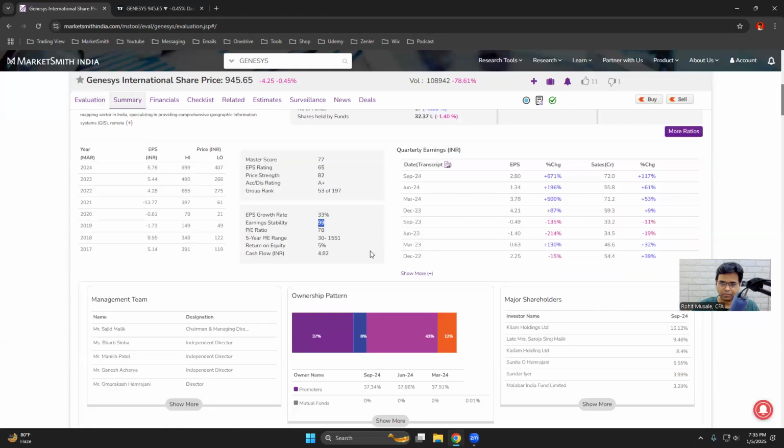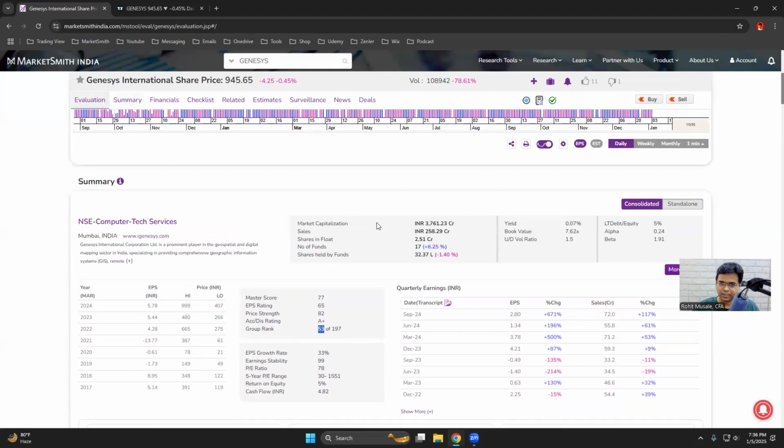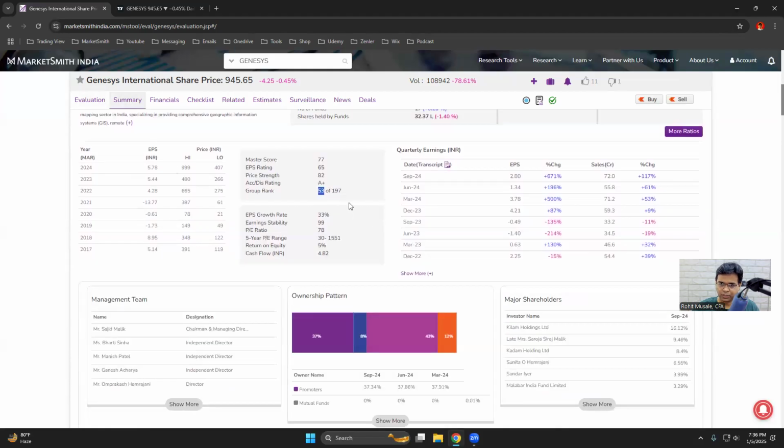Next, comparative analysis. Here is a problem. So price strength is okay. This number should be more than 80. Accumulation distribution rating, which is the buyer demand, should be A or B, which is fine. Group rank is a problem. So 53 is not ideal. We want that number to be less than 40. Okay. So there is a problem here.